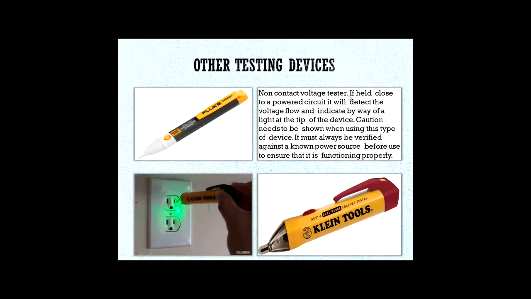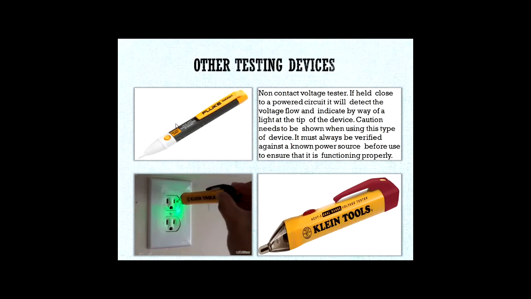Non-contact voltage tester. If held close to a power circuit, it will detect the voltage and indicate it by way of a light, or some of them will give you an audible sound, so you can hear the beep. Caution needs to be shown when using this type of device. It must always be verified.